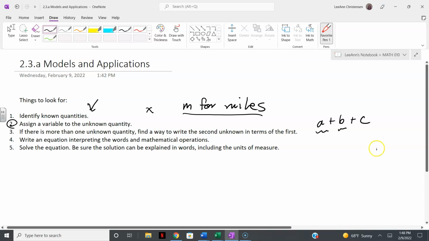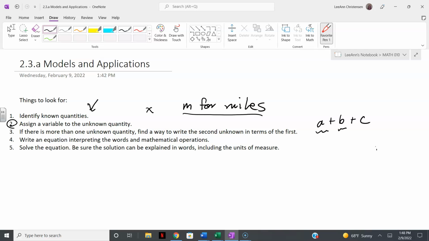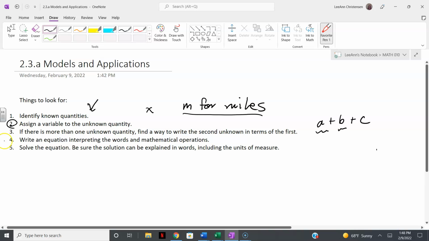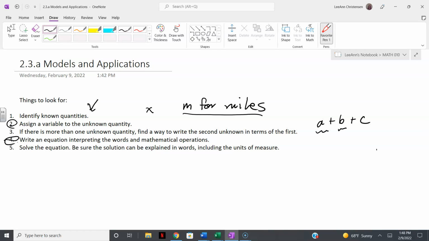Don't be afraid to use your paper. Sometimes students are like, I don't want to write it down. It's going to be wrong. I'm going to have to erase it. You know what? These problems, we write, we draw, we try to get our thoughts organized, and eventually we get to number 4, where we write an equation. We want to be able to write that equation, because once we have the equation, then it's like problems in 2.2, where we're just solving the equation.